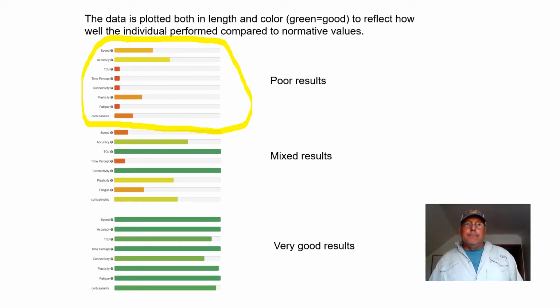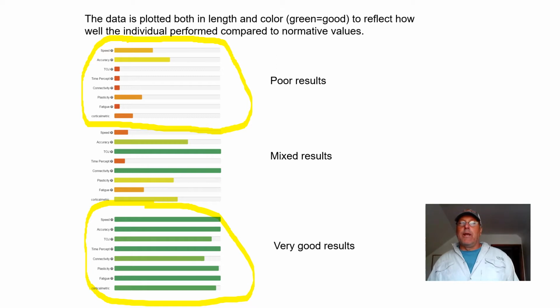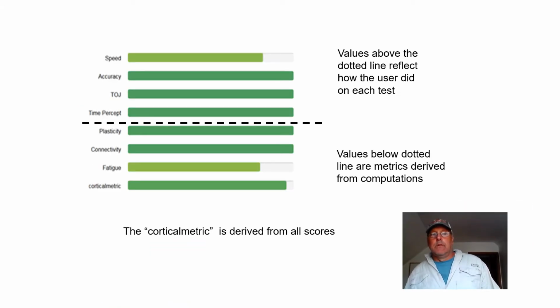If you contrast the top with the bottom, on the bottom those are very good results. That person scored pretty much in the normative range. Very poor results are the kind of things we see in the example after this slide.